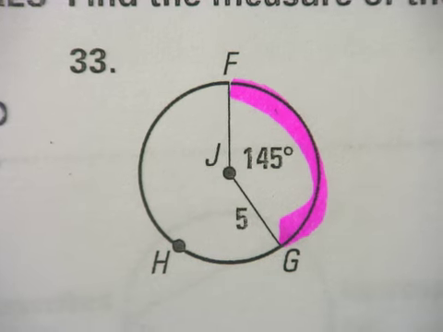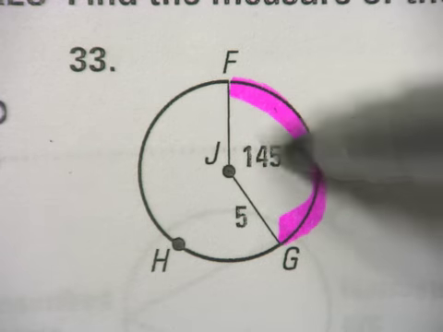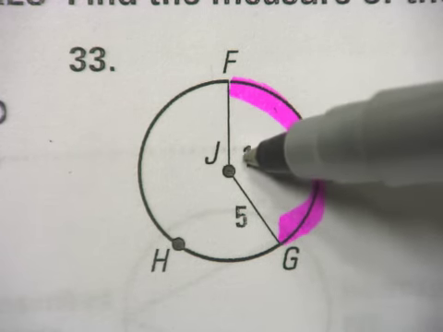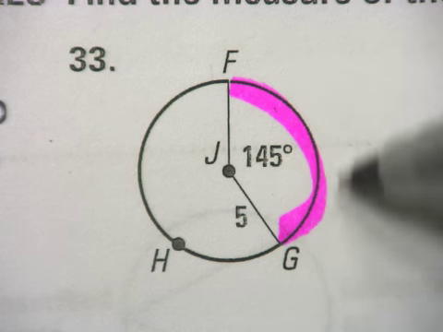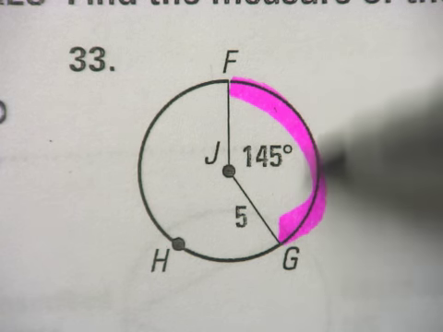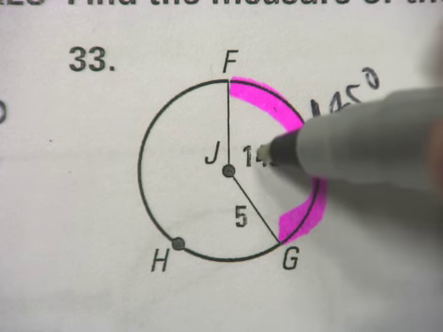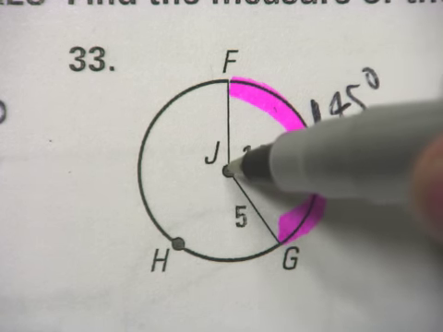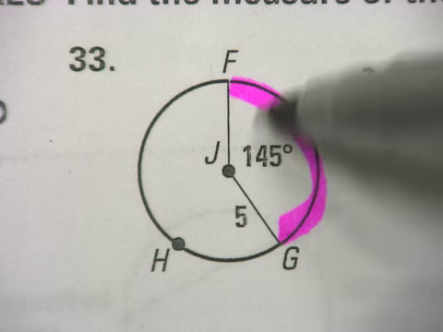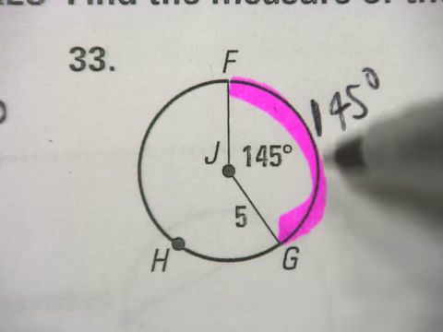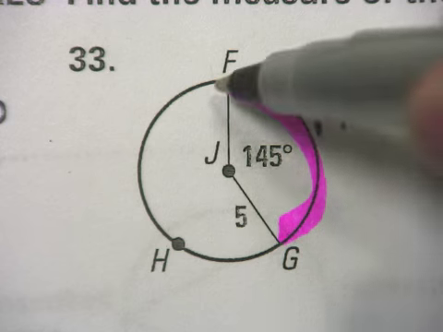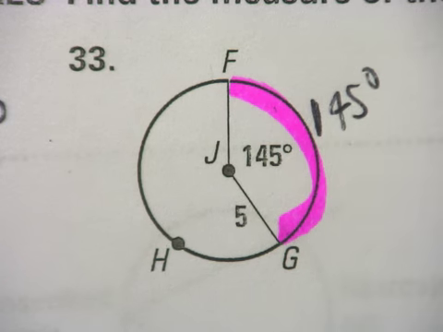Looking at question number 33, I can see here that the central angle FJG is 145 degrees. So then that means that the arc that it creates is also 145 degrees. Remember, guys, that for central angles, the vertex is the center of the circle, and the angle they create is the same as the arc that it creates.